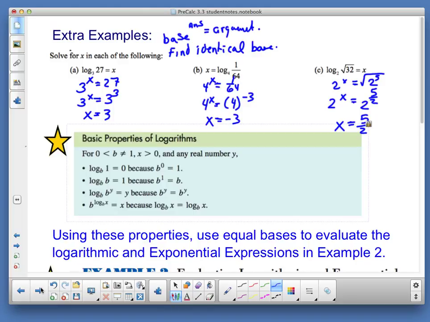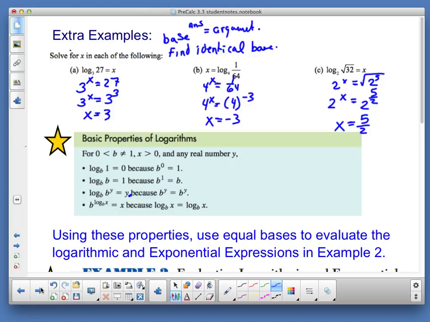And I've got log base b of b. Well, b to the first power is b. So that's my exponent that I raise b to. The exponent that I raise b to in the next one is y, so b to the y equals b to the y. So it makes sense as we work through these powers that log is asking you: what exponent will you put on the base of the logarithm, whatever it is, to get your argument inside?